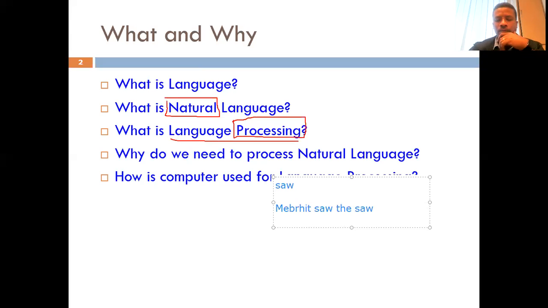What about now? What is this word now? Yeah. What is this word? The past of past. This one is the past one. What about this one?